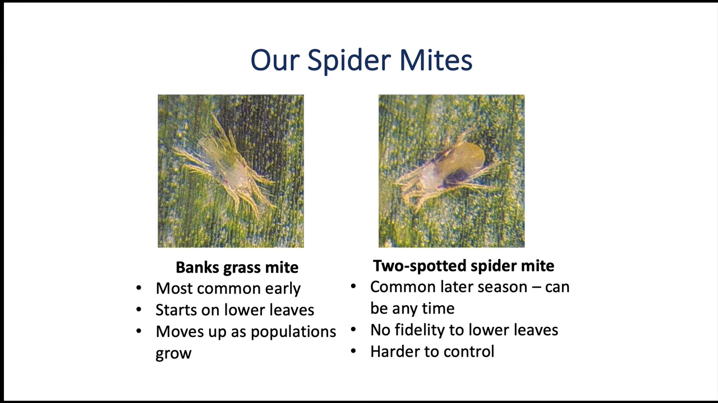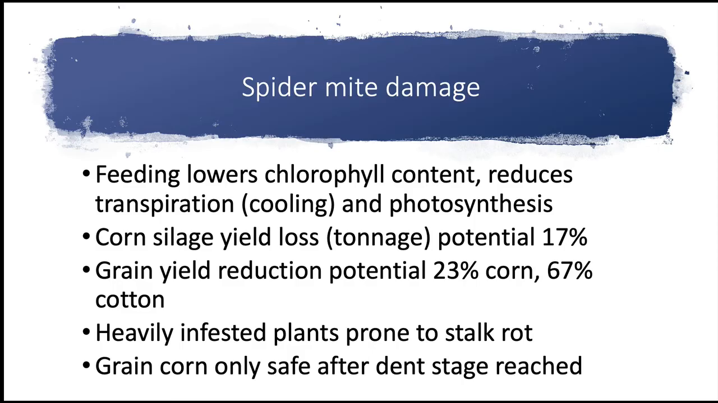Now the two-spotted spider mite is a little harder to control with most of the acaricides that we have in comparison to the Banks grass mite. But both of these species, over time, have developed resistance to a lot of the acaricides that we have available to control our different mite species.